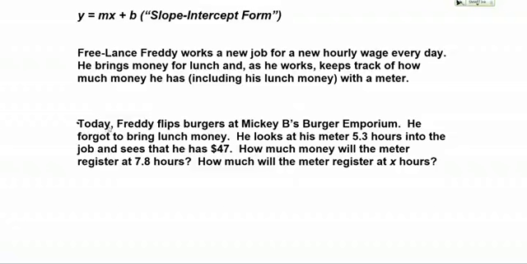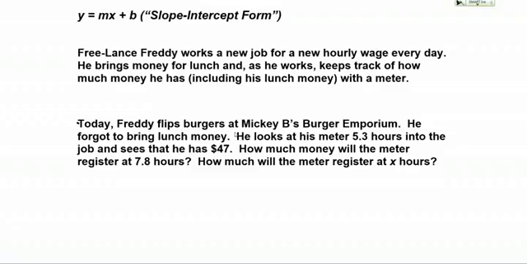First problem here about Freddy. Today, Freddy flips burgers at Mickey B's Burger Emporium. He forgot to bring lunch money, so he has no lunch money today. He looks at his meter 5.3 hours into the job and sees that he has $47. We want to know how much money the meter will register at 7.8 hours. And then in general, how much will the meter register at x hours.